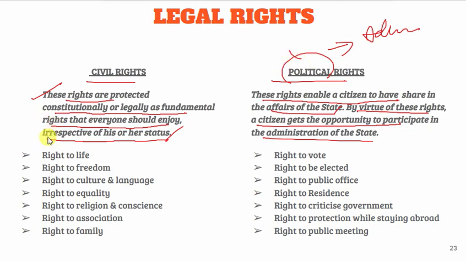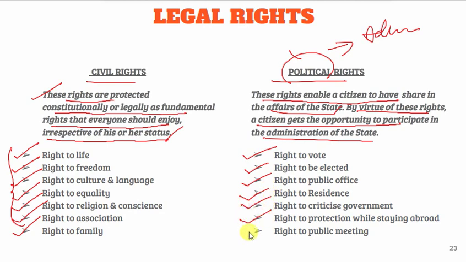So what are the civil rights? Right to life, right to freedom, right to culture and language, right to equality, right to religion and conscience, right to association, right to family. These are the major civil rights. And when it comes to political rights, you can see the right to vote, right to be elected, right to public office, right to resident, right to criticize government, right to protection while staying abroad, and right to public meeting. These are the political rights and these are the civil rights, which both combine to form legal rights. So I hope you all understand.